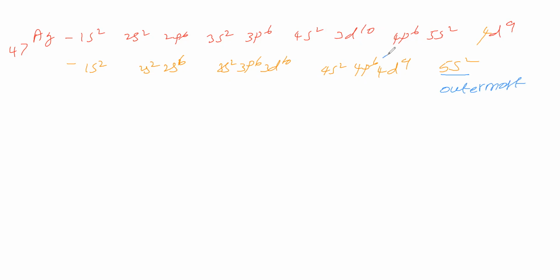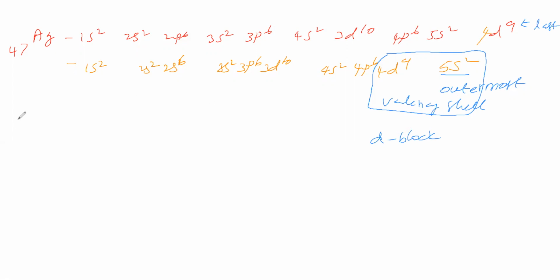Then we see the valence shell configuration. The outermost shell configuration and the valence shell configuration are not equal, therefore it is not a representative element. The last electron goes to a d orbital, therefore it is a d block element.